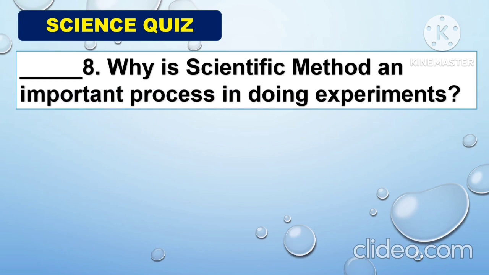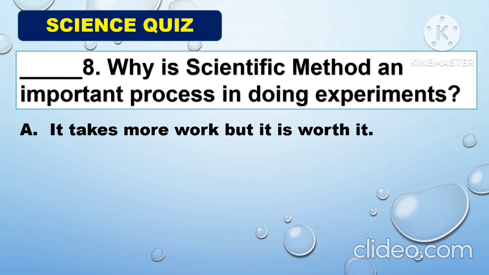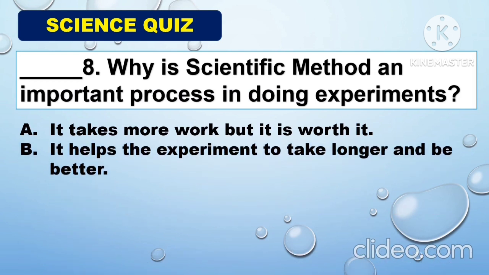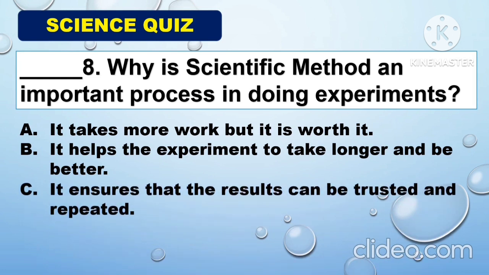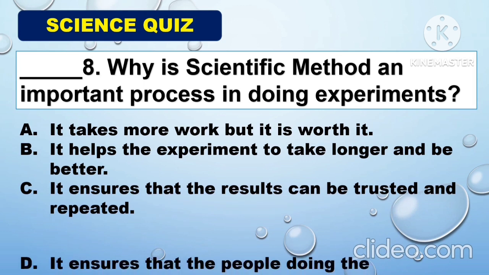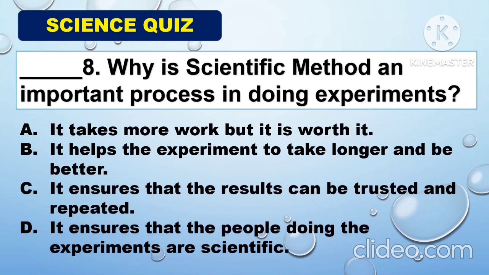Number 8. Why is the scientific method an important process in doing experiments? Letter A. It takes more work, but it is worth it. Letter B. It helps the experiment to take longer and be better. Letter C. It ensures that the results can be trusted and repeated. And letter D, it ensures that the people doing the experiments are scientific. The answer is letter C.